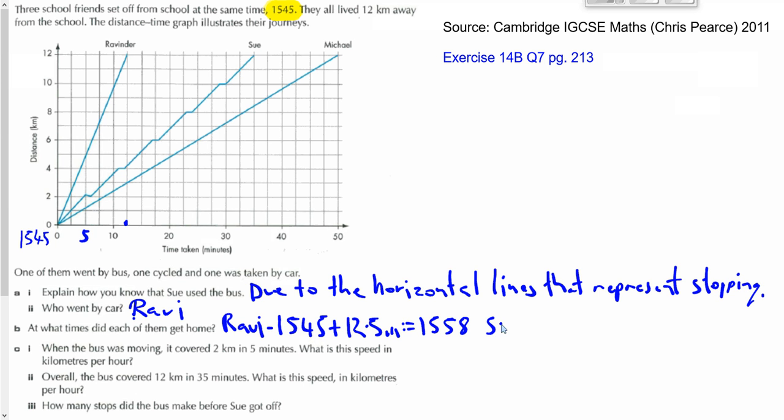Then we'll look at Sue. Sue also left at 15:45, and we're going to add her travel time. If we look down here, her travel time was between 30 and 40, exactly in the middle. So we'll say that that's going to be 35 minutes. So she's taken 35 minutes. We're going to add 35 minutes to 15:45.